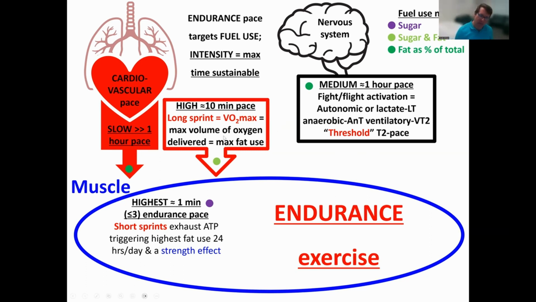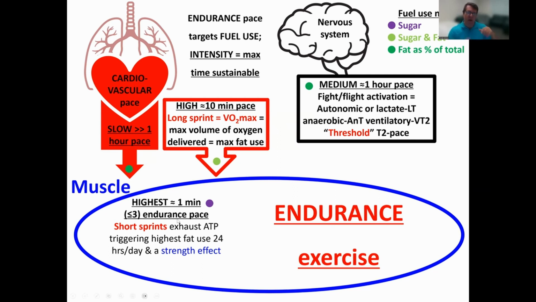And if you amp it up even more to a 10-minute pace, so whether it's gardening, walking, cycling, swimming, doesn't matter, whatever it is that you're doing, where it's at a high enough intensity that you can't maintain it easily for longer than 10 minutes, then that is your maximum oxygen delivery, the maximum volumetric flow of oxygen and use, and therefore your maximum fat burning use. So it adapts your body to maximum fat delivery. That is your 10-minute pace, VO2 max.